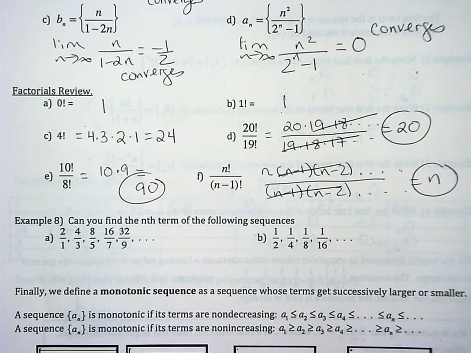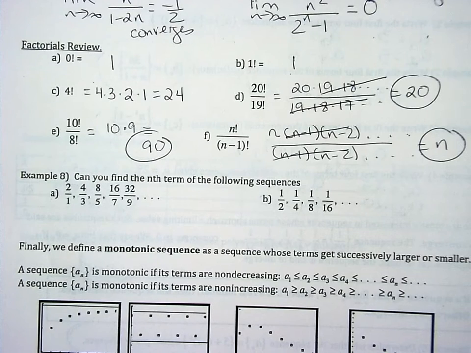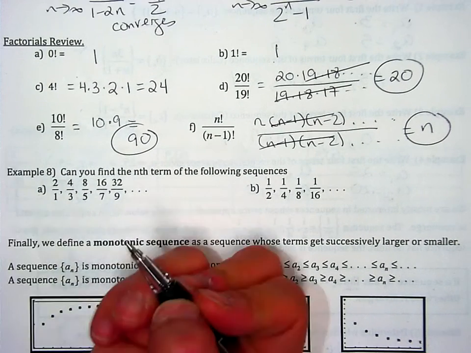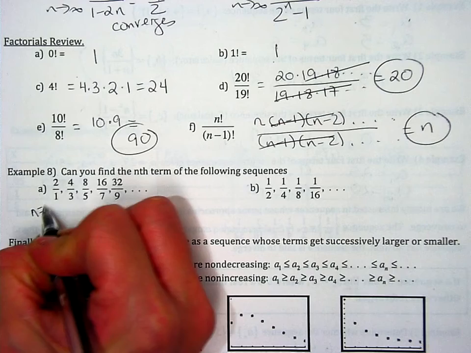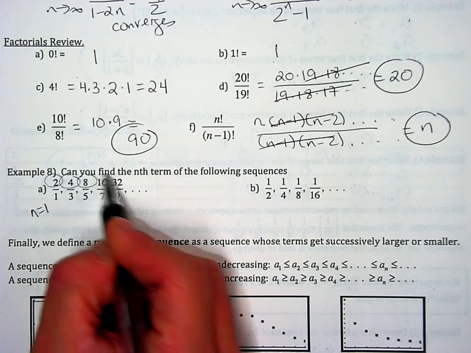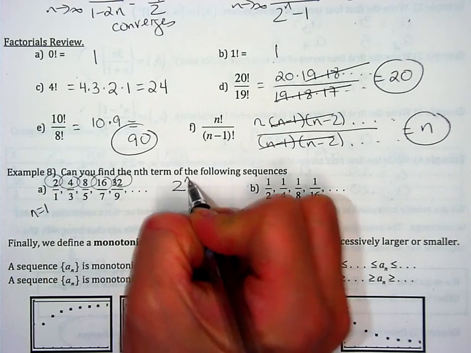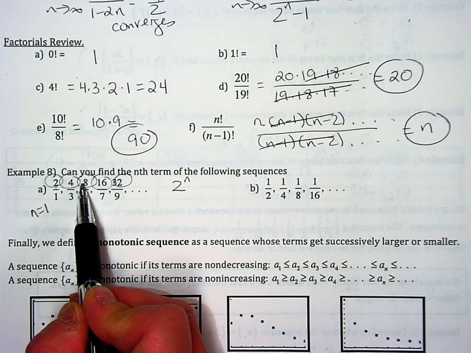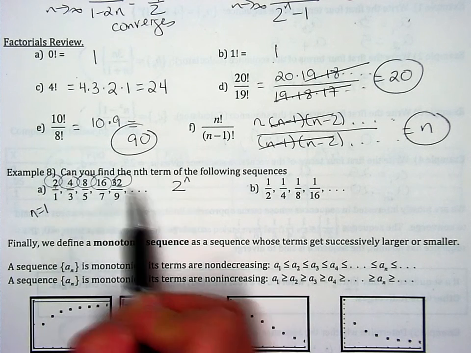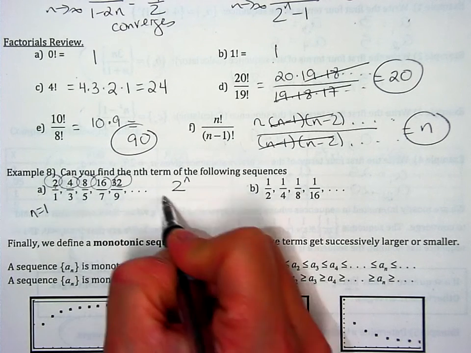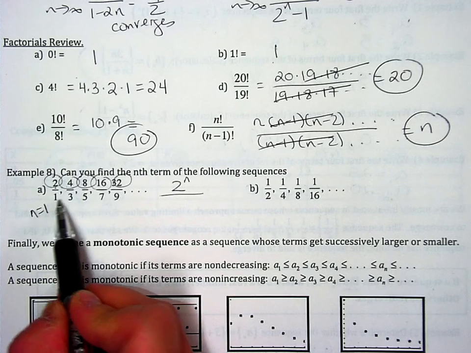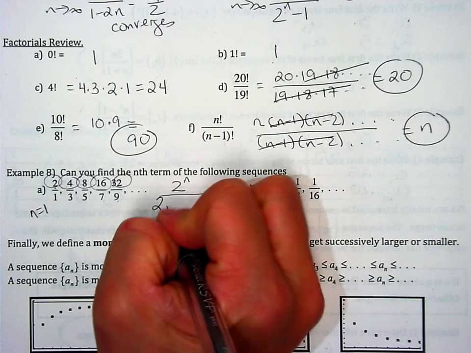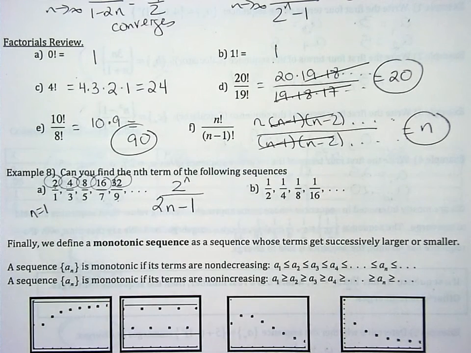Okay. Next, given a sequence, can you find the nth term? We're going to start at n equals 1. Notice on the top, these are just powers of 2. The first number is really 2 to the first. This is 2 squared, 2 to the third, etc. So the top of the fraction can be written as 2 to the nth. Notice the bottom goes 1, 3, 5, 7, 9. This is a common pattern that you will see. This can be expressed as 2n minus 1.